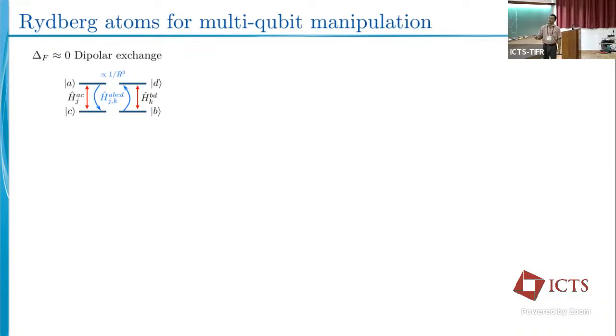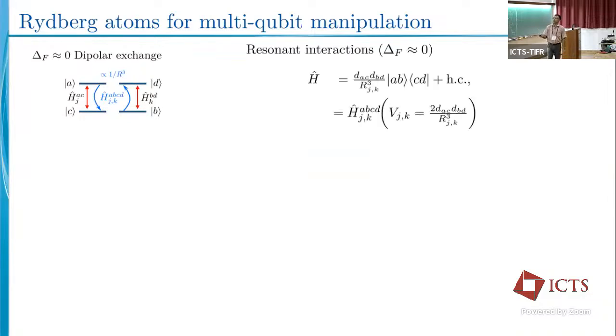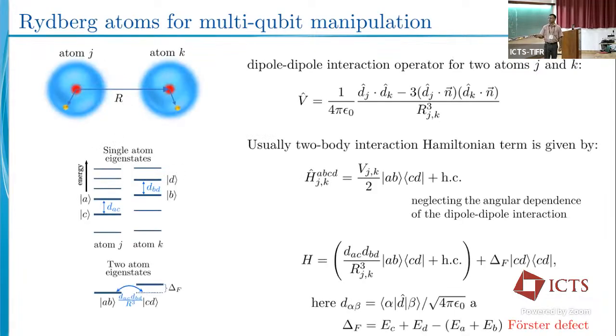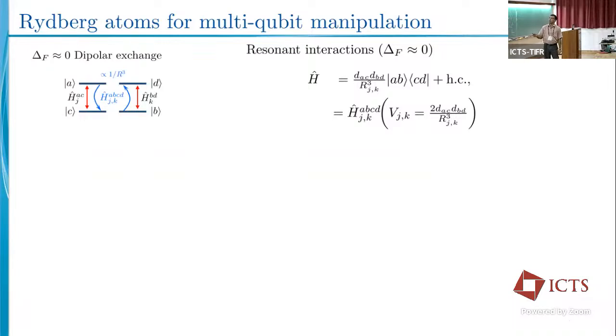In this case, what happens? If there are two Rabi levels, let us say in the same species, then this separation will be equal to this separation. If I excite one, the other will come here. We call this resonant interaction, delta F equal to 0. So whatever I showed in the previous equation, we write in this form, like this.